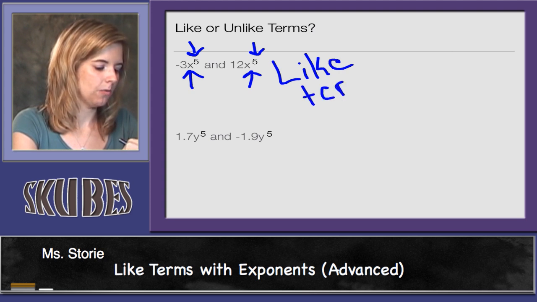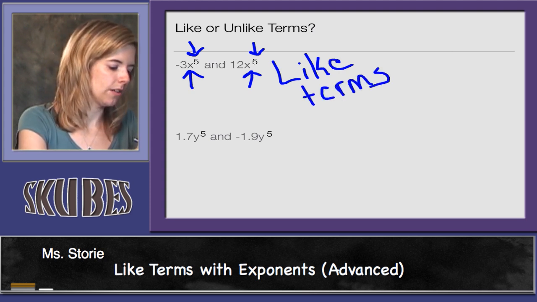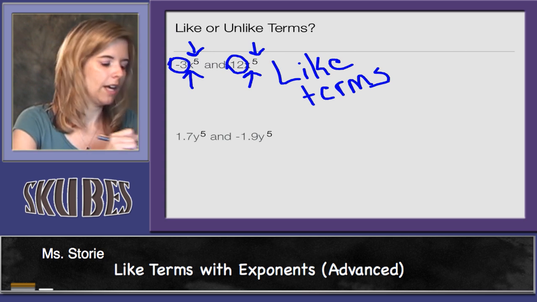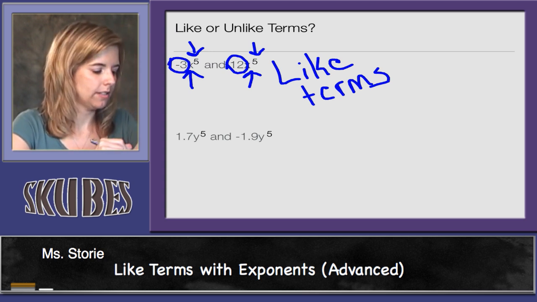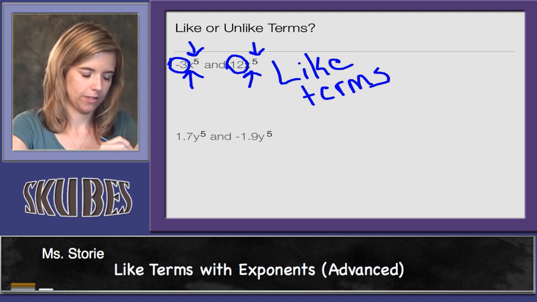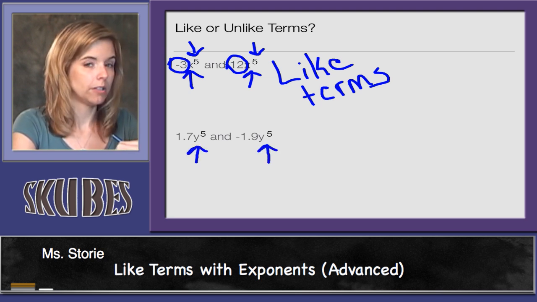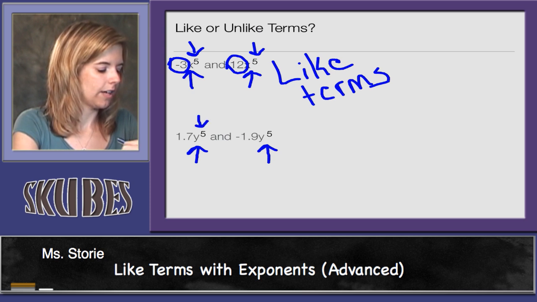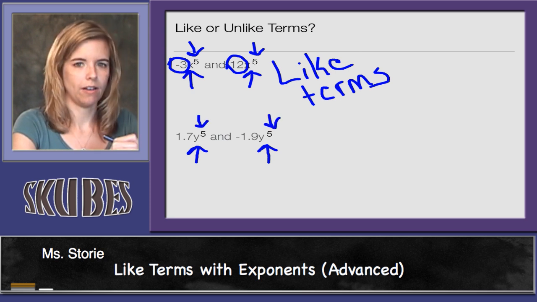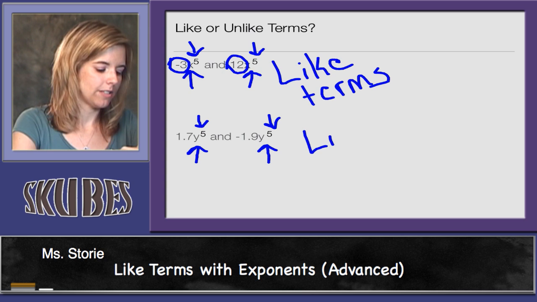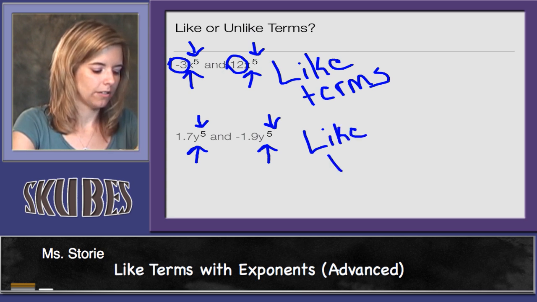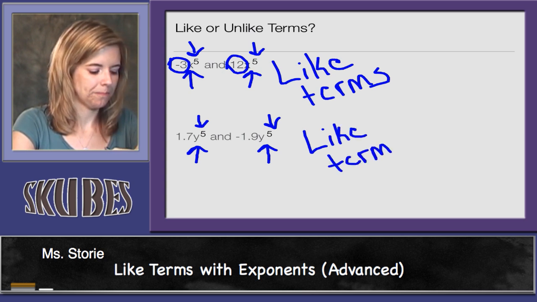Remember, it doesn't matter what your coefficients are doing. The little 12 and the negative 3, they don't have to be the same. The only things that need to be the same are the variables and the exponents. Take a look at the next one. You've got a y and a y. Okay, so far so good. And then you've got an exponent of 5 and an exponent of 5. Since it all matches, these would be considered like terms.